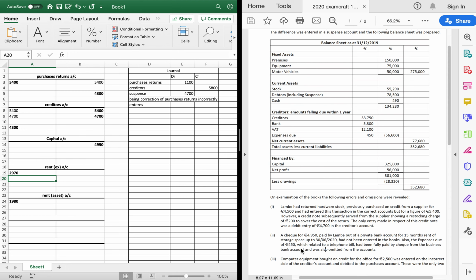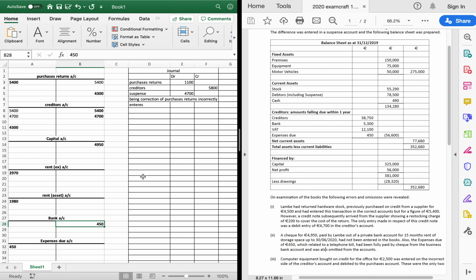Second one then, the expenses due of 450, which was for a telephone bill. It doesn't really matter too much what it's for, other than that we paid it. We'll call it expenses due that we've paid. So we've paid the expenses due of 450, so it's no longer due, so the liability goes down.